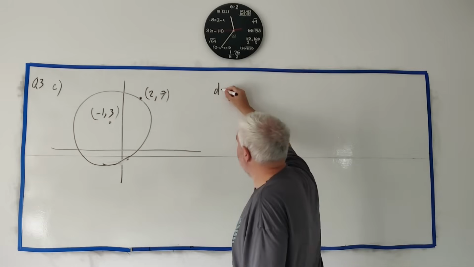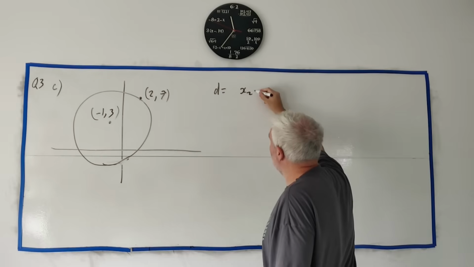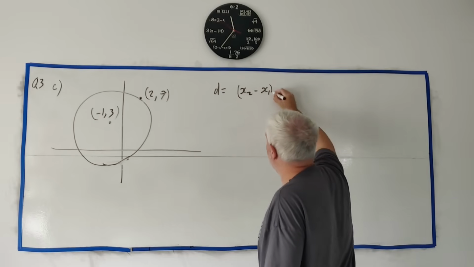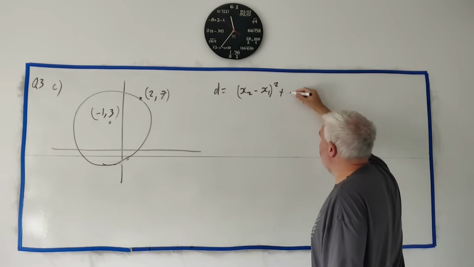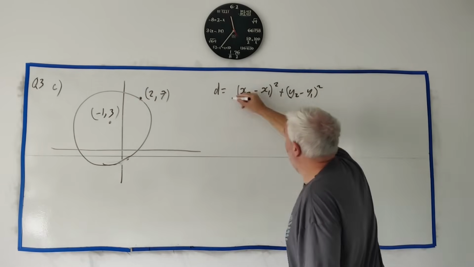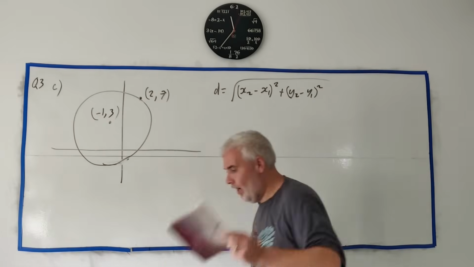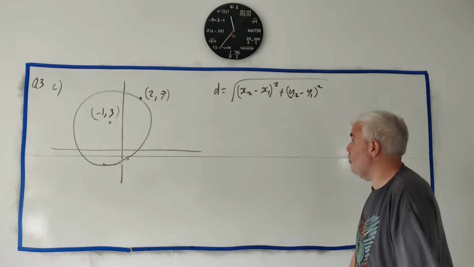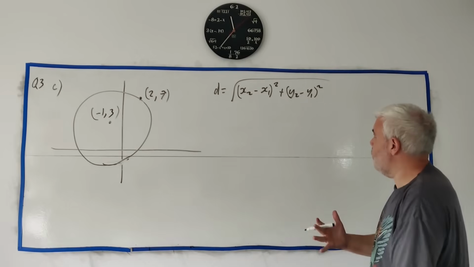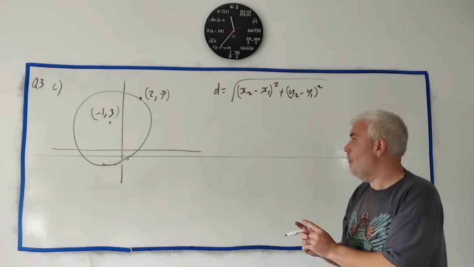So we write the distance is equal, let me write the formula out, is equal to x2 minus x1 squared plus y2 minus y1 squared, and all of that square root. This is in your tables book. You don't have to remember this. You just have to be able to use it. In this case, what's x1, y1, and so on? It doesn't matter which way around we use them.